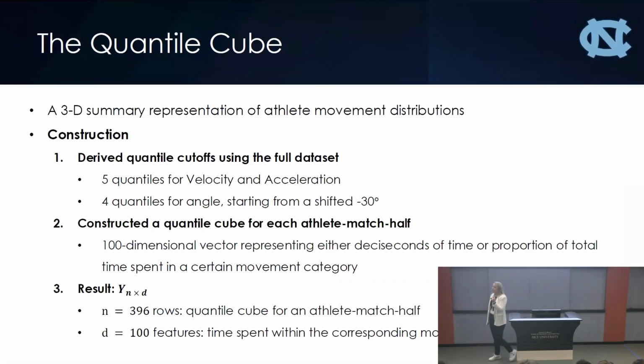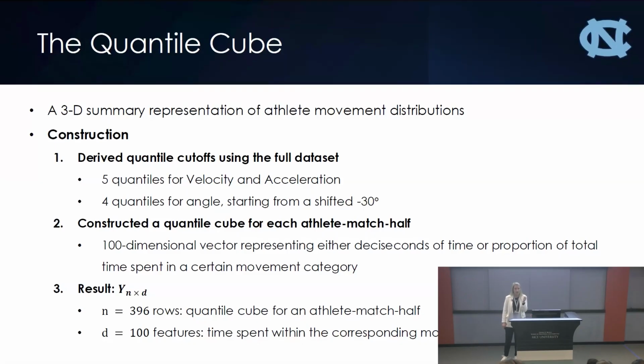From here, we create what we call the Quantile Cube, our 3-dimensional summary representation of this movement. Working with the raw data is very hard, with lots of information and very overwhelming. But if we can get it into a form where we understand it, it's going to be a lot more valuable to us. So we take our 3 dimensions, velocity, acceleration, and angle, and form the Quantile Cube. We can take 5 quantiles for velocity and acceleration.